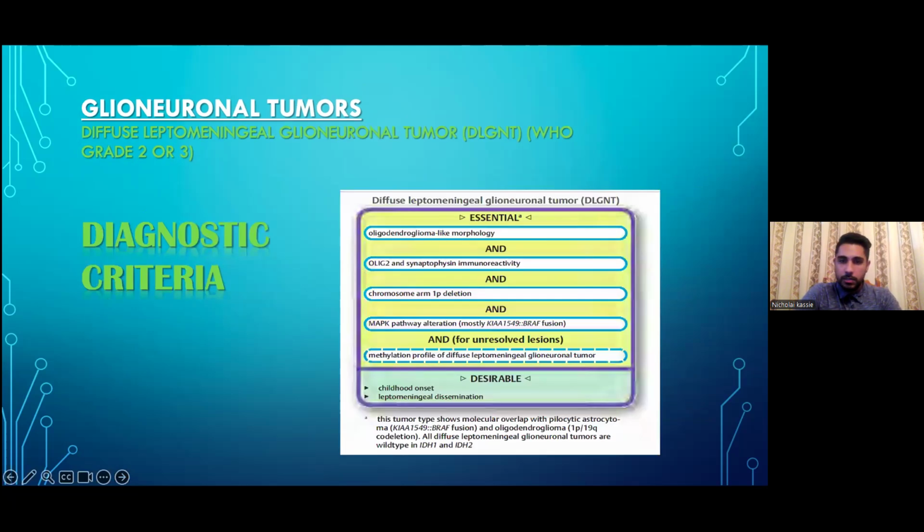In terms of the diagnostic criteria: oligodendroglioma-like morphology, OLIG2 and synaptophysin immunoreactivity, also chromosome 1p deletion, and MAPK pathway alteration. For unresolved lesions, the methylation profile of diffuse leptomeningeal glioneuronal tumors is desirable. Characteristic features of these types of tumors are a childhood onset and a leptomeningeal dissemination. Of note, this tumor type shows molecular overlap with pilocytic astrocytoma and oligodendroglioma, but without 1p/19q co-deletion. All diffuse leptomeningeal glioneuronal tumors are wild type for IDH1 and IDH2.